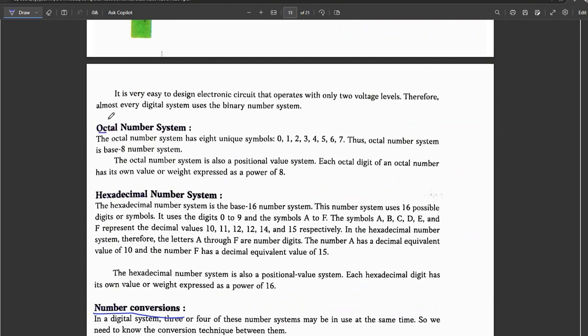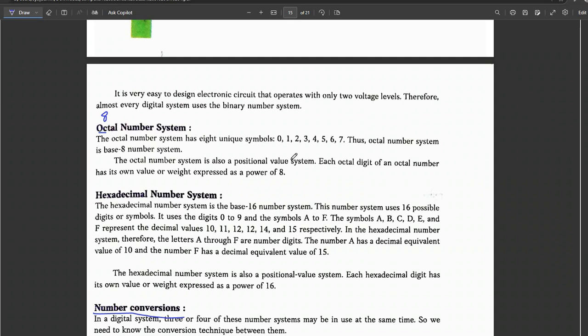Then another number system we studied is the octal number system. Oct means how much? Oct means 8. So this number system has only 8 symbols or 8 digits, and with these 8 digits we can represent any number with any value.